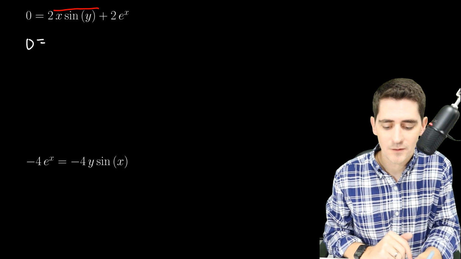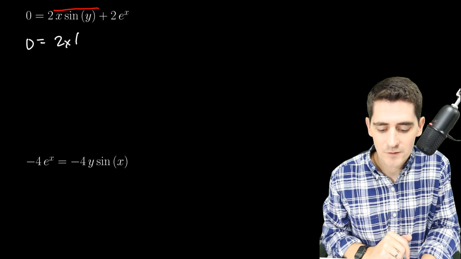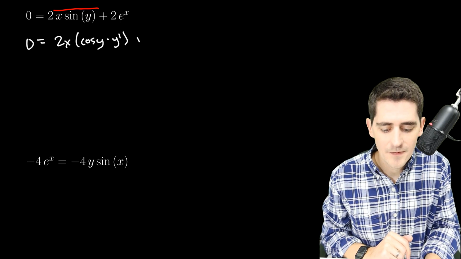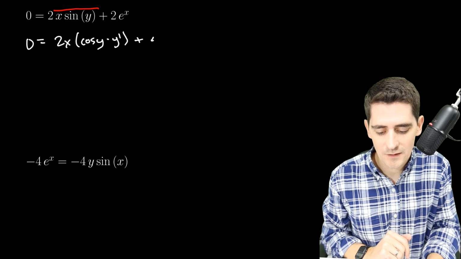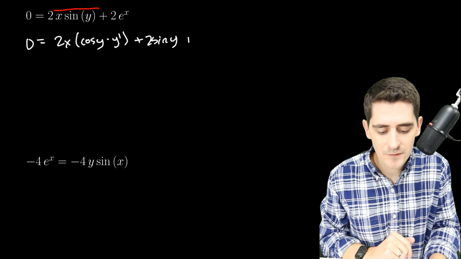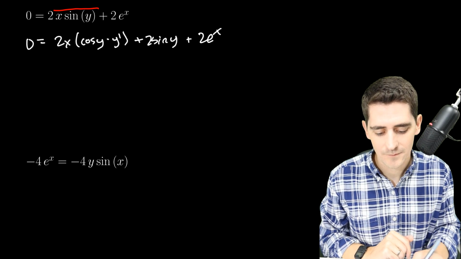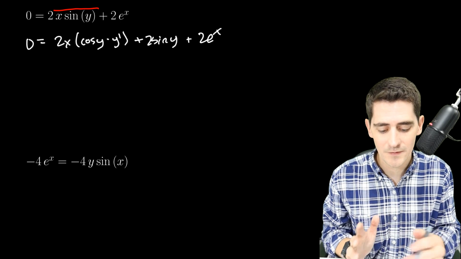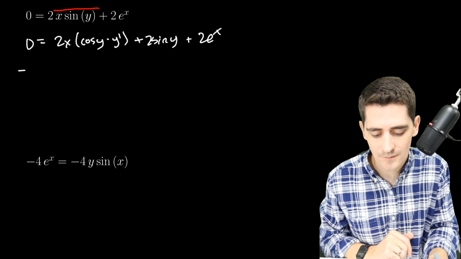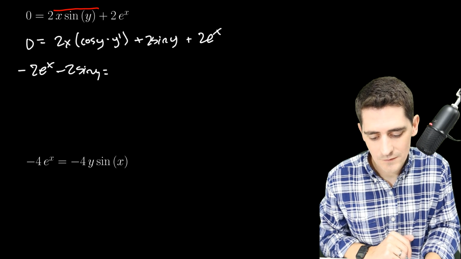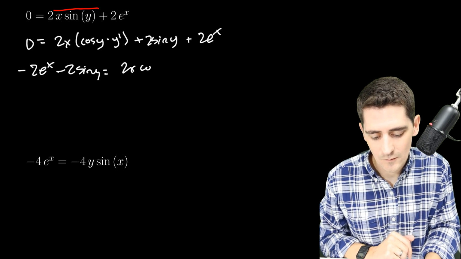The derivative of 2x sine y is first times the derivative of the second, which is cosine y times y prime, and then plus the second, which is going to be sine y, times the derivative of the first, which is just 2. And then the derivative of 2e to the x is 2e to the x. Just like last time, anything that has a y prime in it, get on one side, everything else on the other. So I'm going to move over negative 2e to the x minus 2 sine y equals 2x cosine y times y prime.